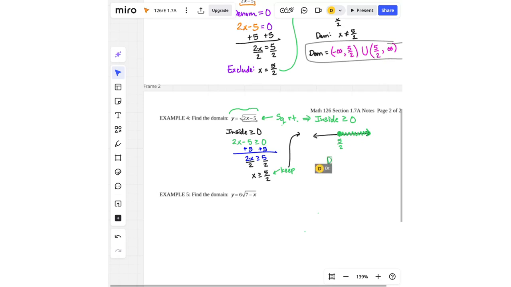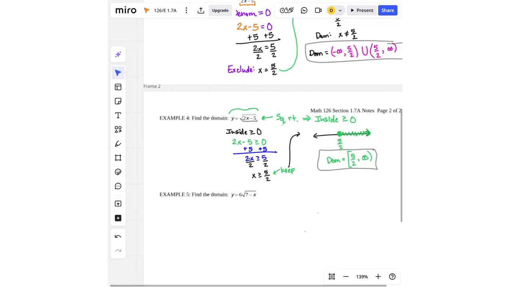So our domain as an interval, we would start at our smallest value, which is 5 halves. We're going to do a bracket at 5 halves. And then continue forward. So this would go from 5 halves, and then there's no biggest number after. So we would say this is from 5 halves to infinity. Always parentheses around our infinity symbol. All right, so this would be our domain of this expression, 5 halves to infinity.